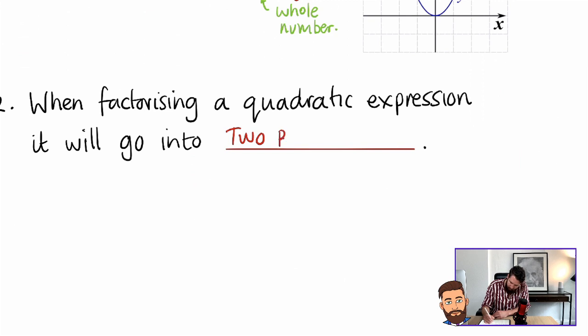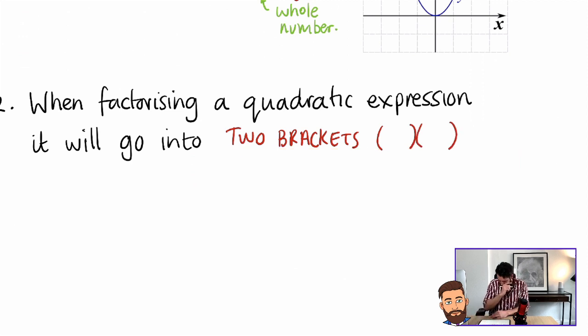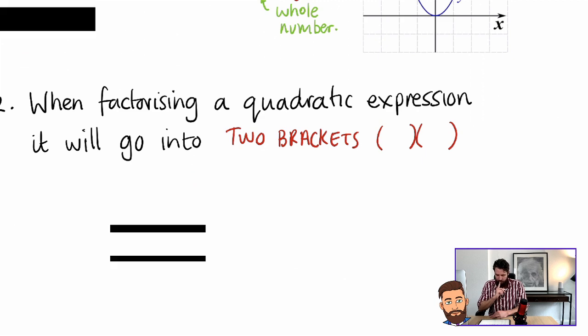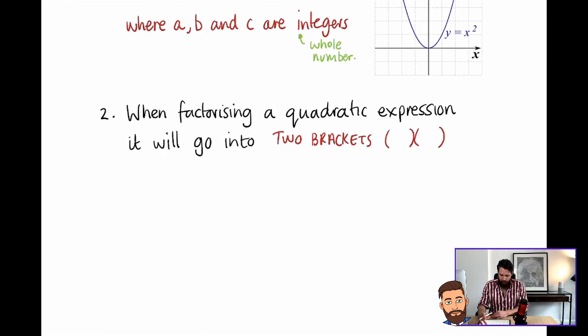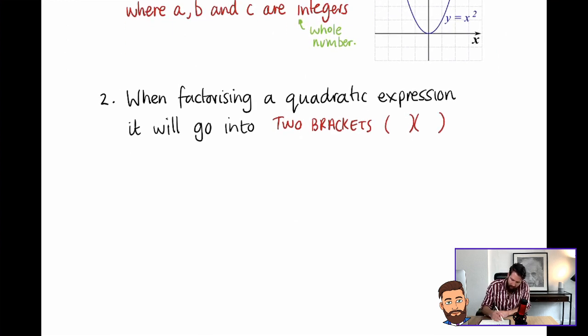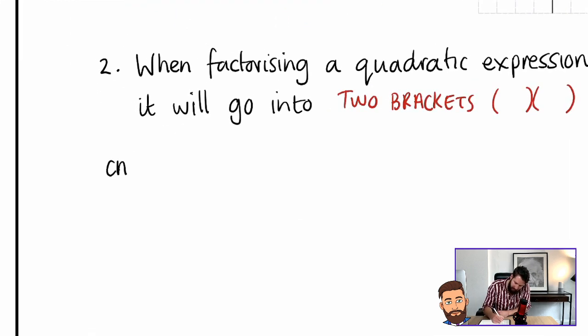So we can say it will go into two brackets. It looks like that. It will go into two brackets. How do we do this? First of all, let's look at a case study that we can explore.